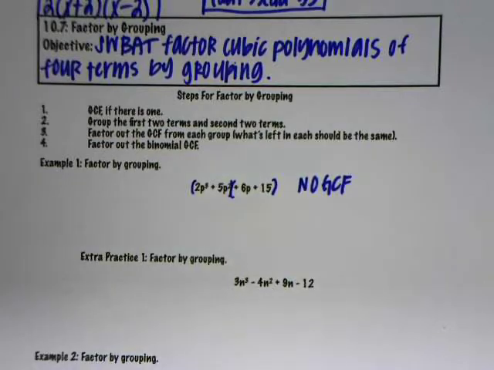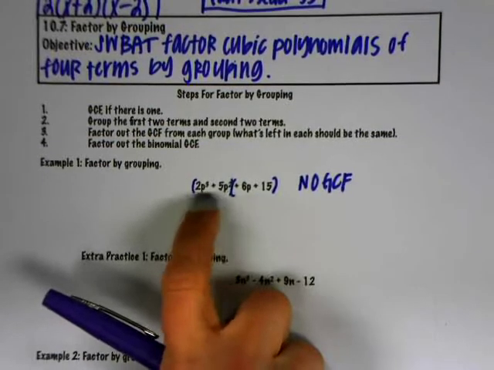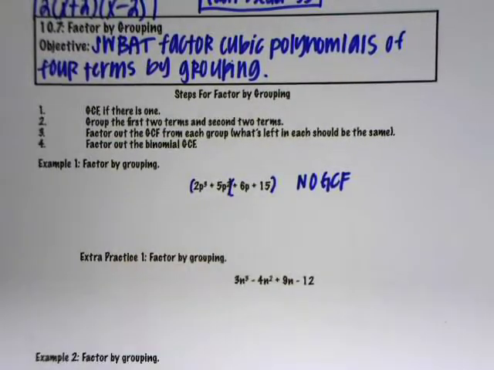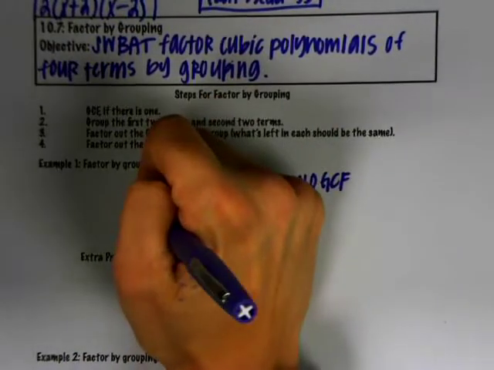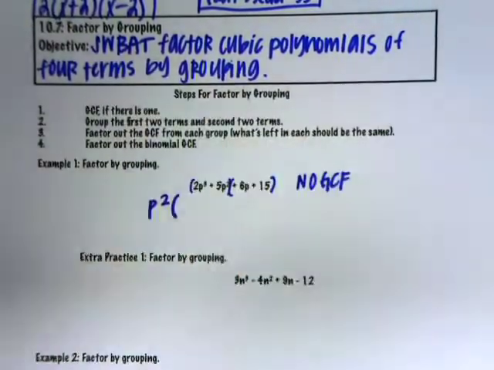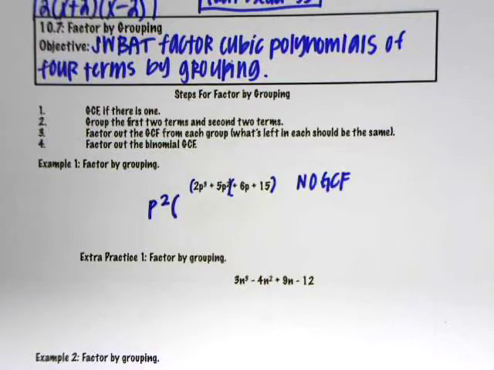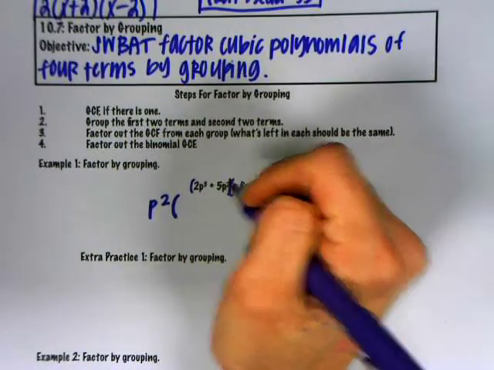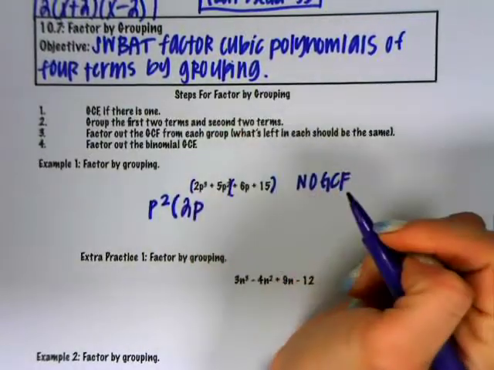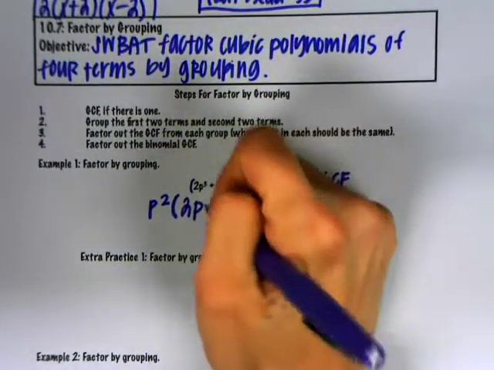And then what you're going to do is you are going to factor a GCF out of each group. So what would the GCF be of just these first 2 terms? And what else? And what else? P squared, yes. So we're going to take out a P squared. And what's going to be left? 2P plus 5. Yep.